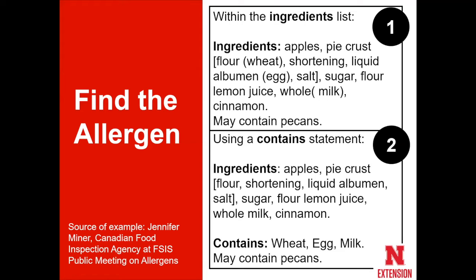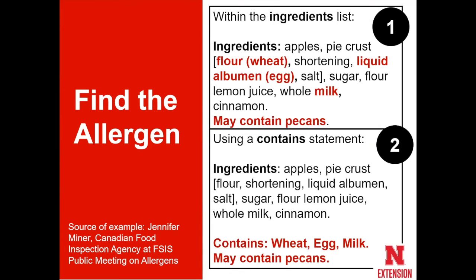The second example shows how they're listing the food allergies with a contains statement. So again, on both labels, you're able to identify that it does contain wheat, egg, and milk, and possibly may contain pecans in the allergens section.